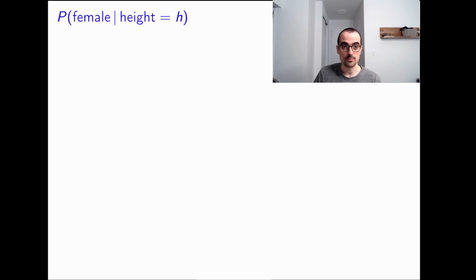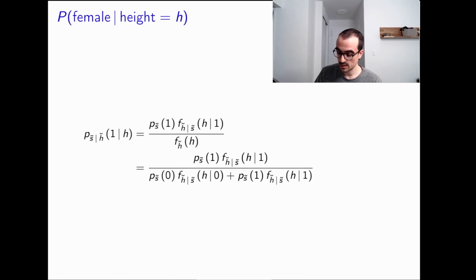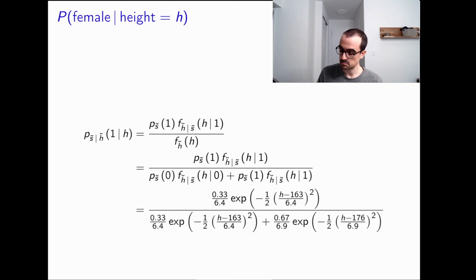Okay, so how do we compute the probability of female given that the height is h? Here I'm calling female 1, just arbitrarily. Well, we apply the chain rule. We have the marginal times the conditional divided by the marginal PDF. The marginal PDF, we already saw that we can compute it by this weighted sum of the conditional PDFs. And this is how it looks.